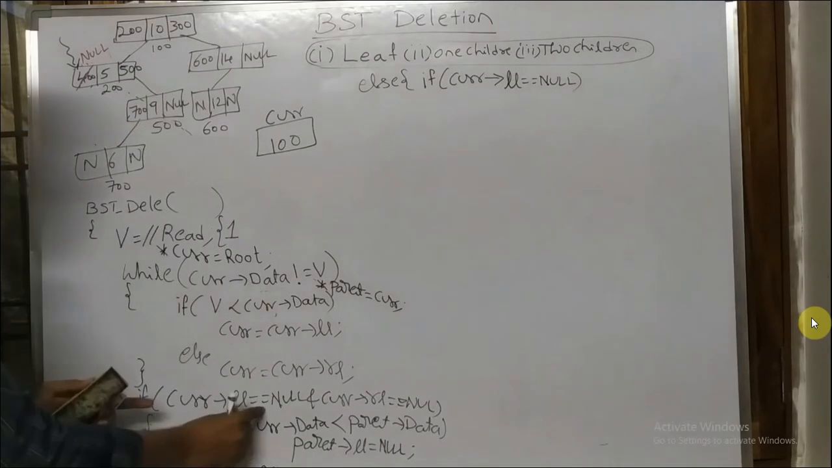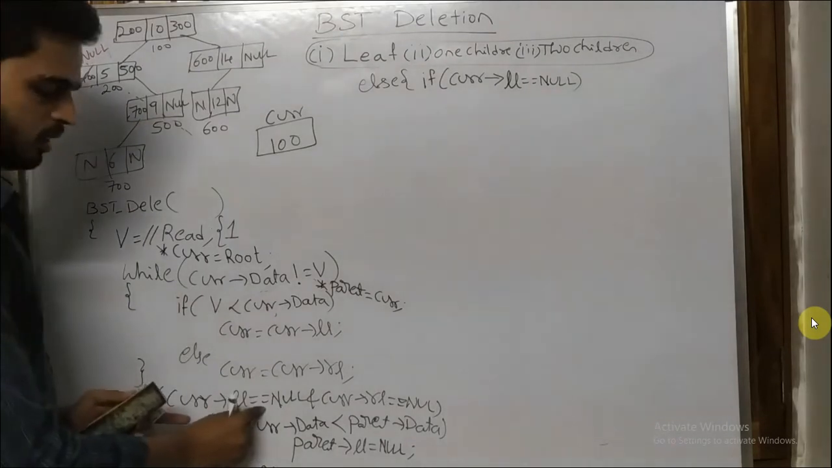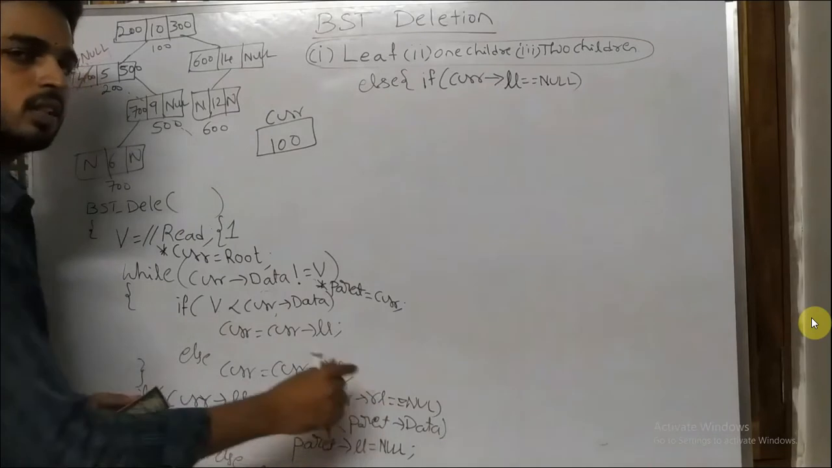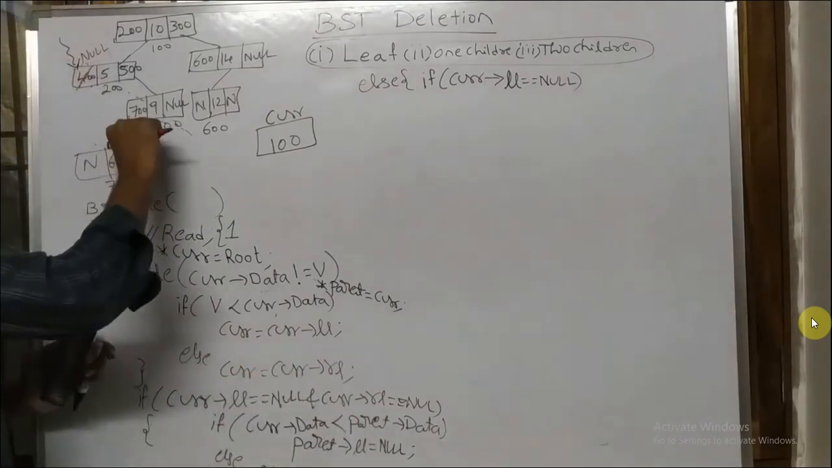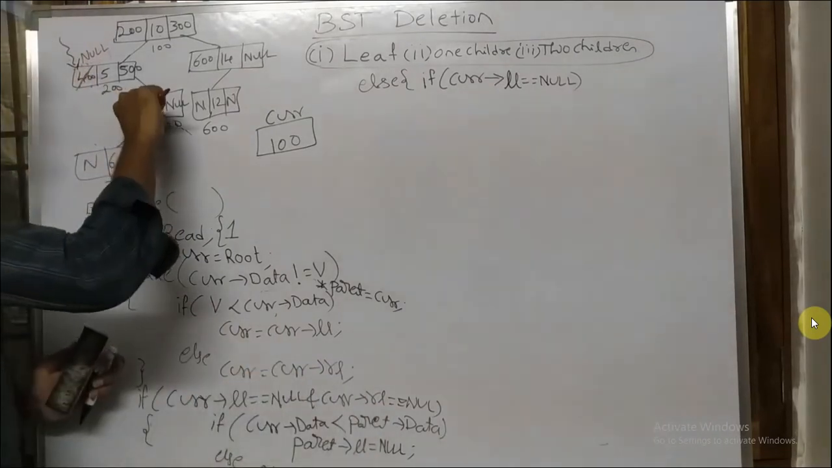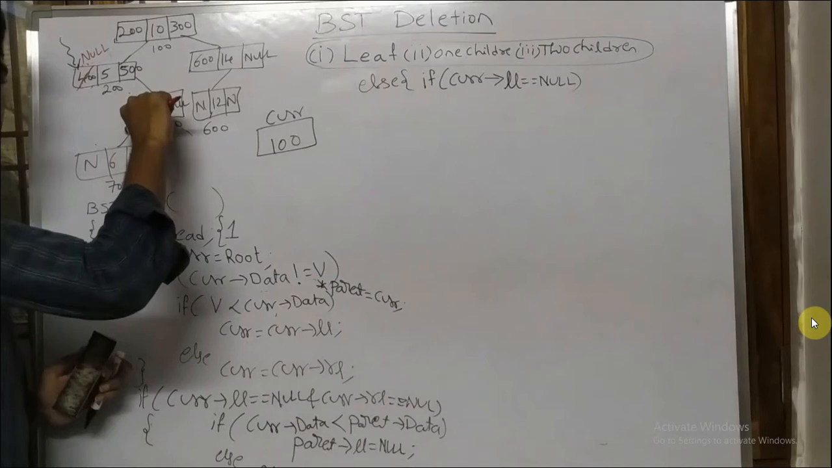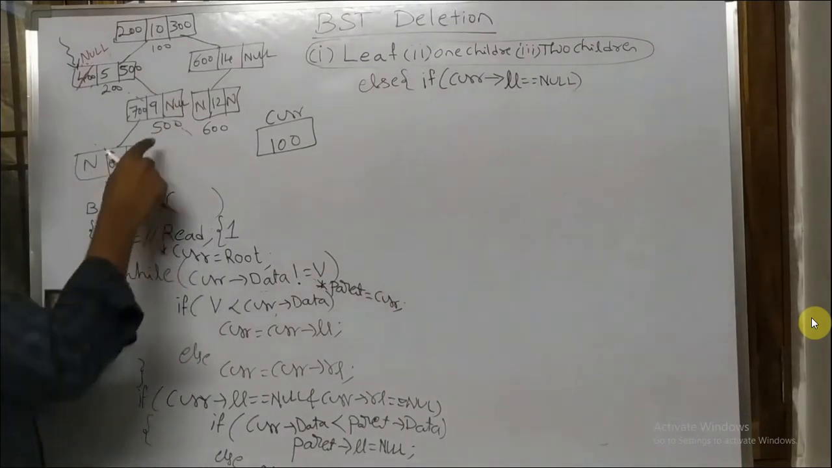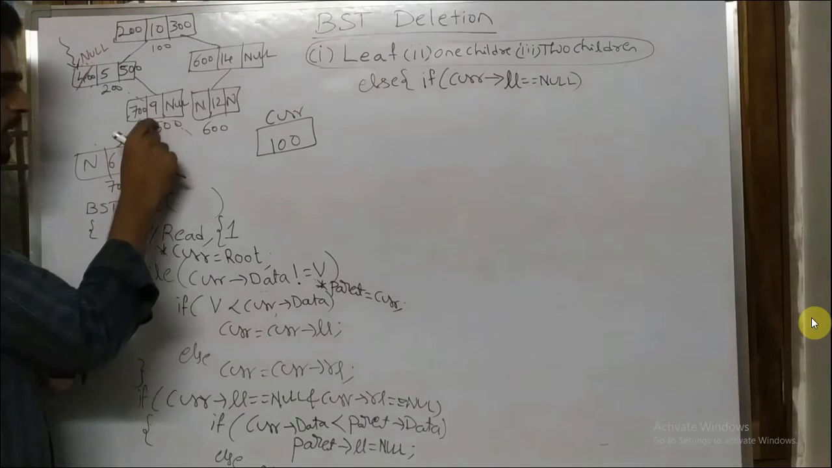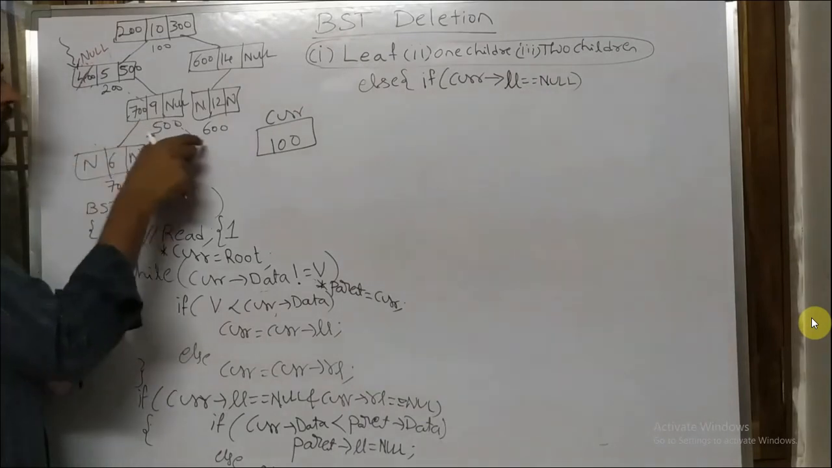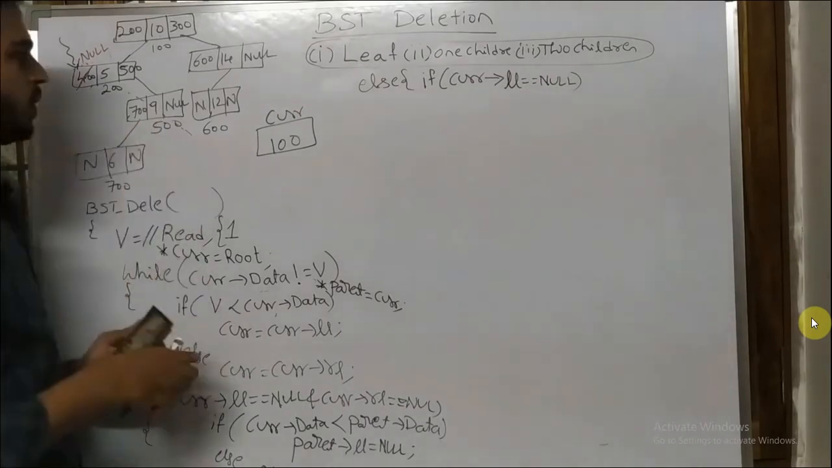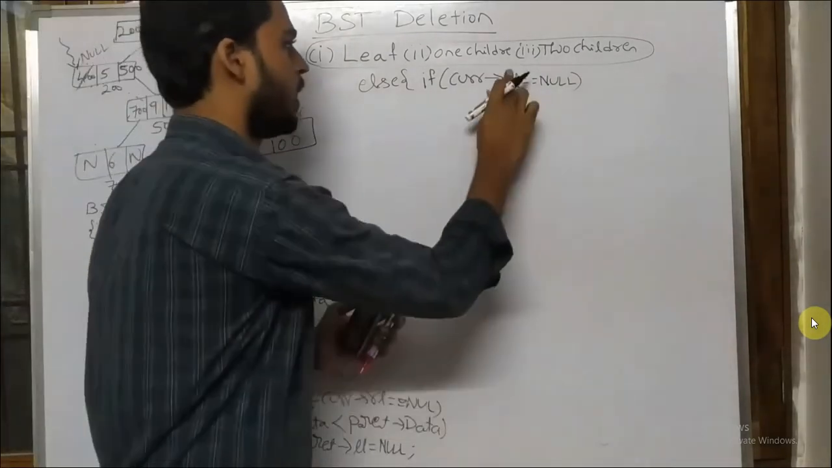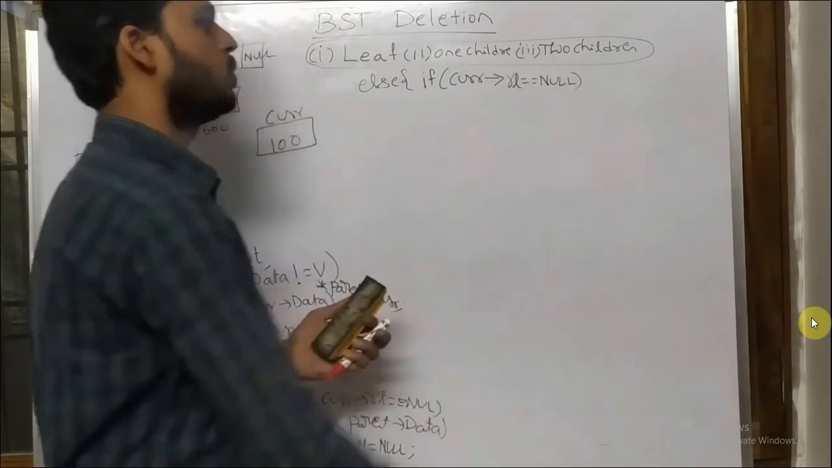Because current's left link is not null, and current's right link is not equal to null, obviously I can say that it may have single children or two children. So first we will go for checking the condition whether this one has a child which exists on the left side or on the right side. So I will write here a simple modification: current tends to right link.